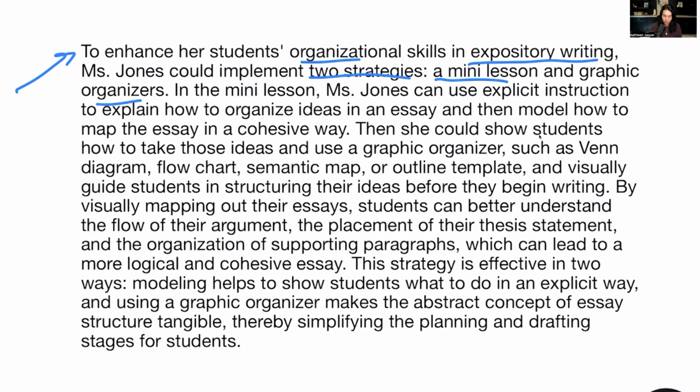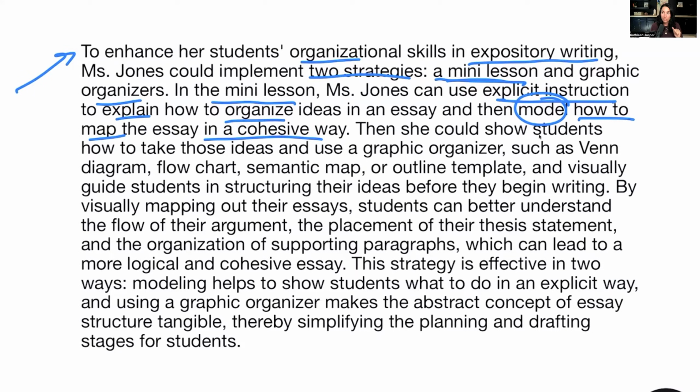Now, I'm going to start with my first one, the mini lesson. In the mini lesson, Ms. Jones can use explicit instruction. This is a term that's throughout all the study guides that I write. This is a good word. And when you use those good words in your essay, it's going to make for a better essay and more points. Okay. To explain how to organize ideas in an essay, and then model, another good word, how to map the essay in a cohesive way. Okay. So right there, I named the strategy, and I didn't just say the strategy, I explained how I would use the strategy. So I got specific.